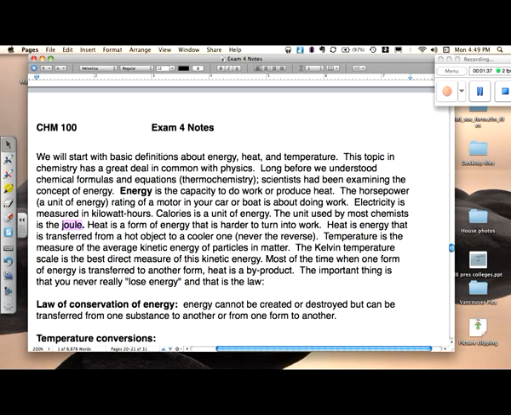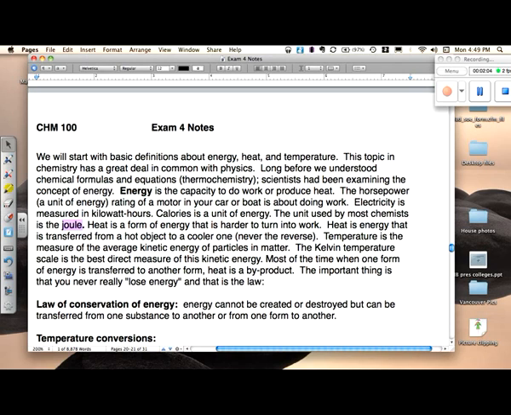Heat is a form of energy that is harder to turn into work. A lot of scientists and engineers look at heat as wasted energy because it's so hard to harness it and get useful work out of it. However, heat is defined as the energy that is transferred from a hot object to a cooler one, never the reverse.